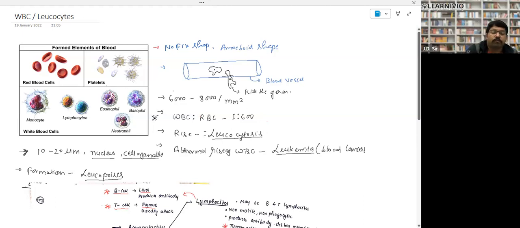Rise of WBC is called leukocytosis. Abnormal rise of WBC is called leukemia or blood cancer. Do you know what blood cancer is? What happens in blood cancer? Any idea, Shidika?